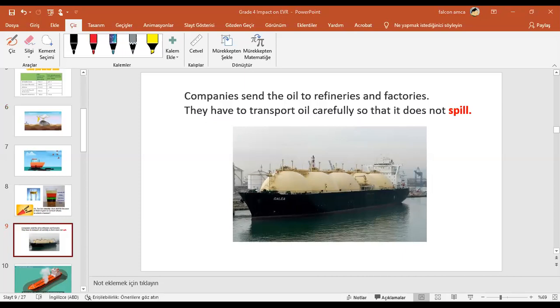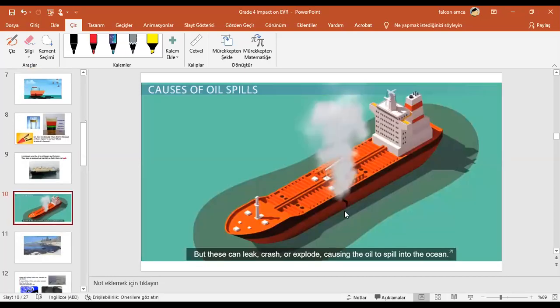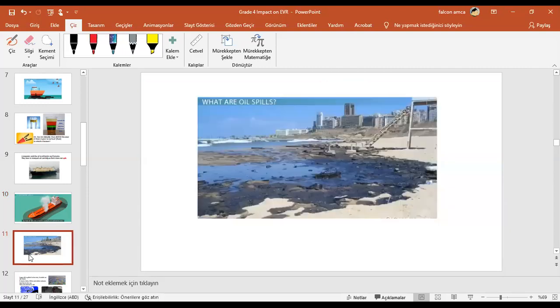Can you see this picture on the screen? In an accident, oil can go to the surface of the ocean. This is the oil spill. You know, oil density is lower than water, so it will go up. It can come to all the surface area and to land. It can destroy animals and nature, habitats.